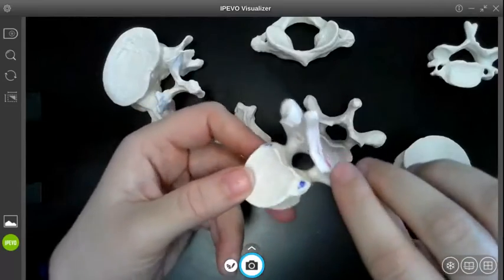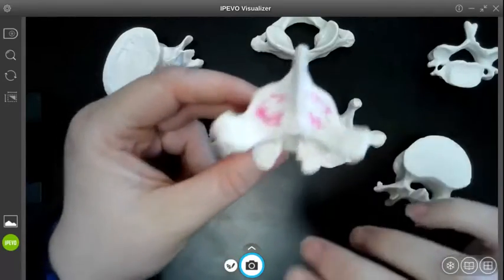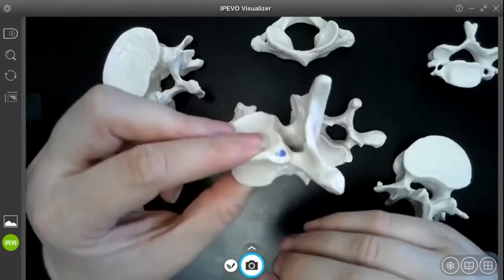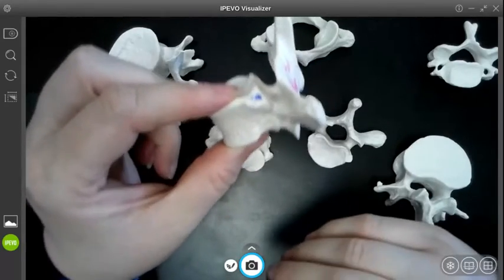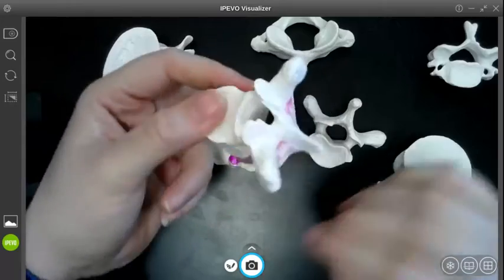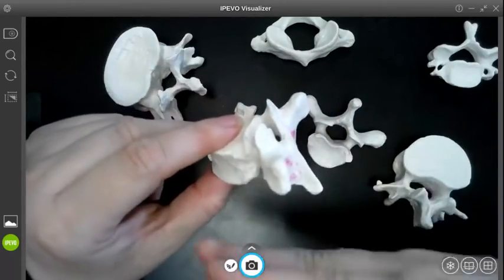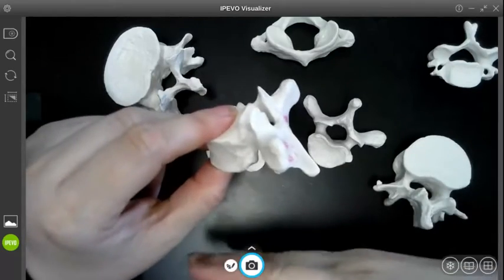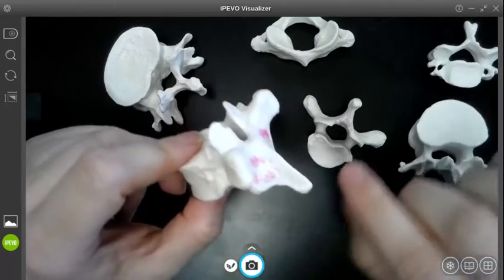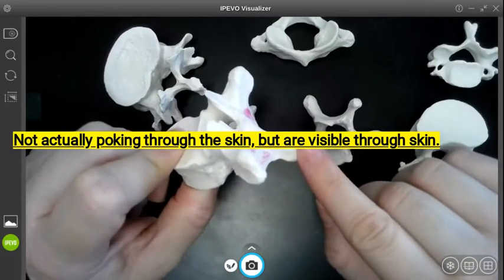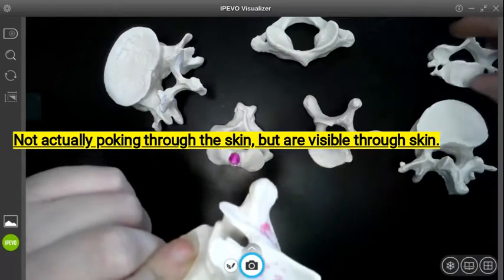This is a thoracic vertebrae. The structures on this vertebrae have two processes, a spinous process and a transverse process. Now, the spinous process is what you might see if someone is very thin. Sometimes you can see their spine, and that's because these spinous processes will actually poke through the skin, and you can observe that on some people.